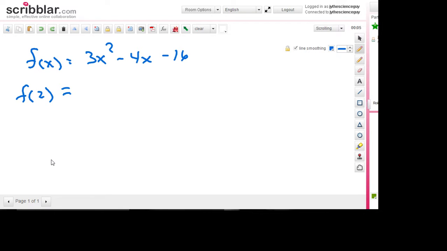So how would I do that? Plug in 2 for all the x's. Okay, so do it. So 3 parentheses 2 minus 6, and 4 times 2. Do the math. So 3 times 4 is 12. Minus 8. Minus 16. That's 12 minus 24. That'd be negative 12.